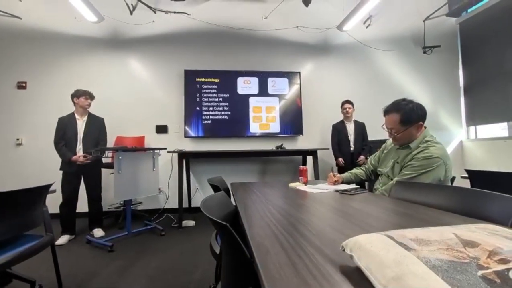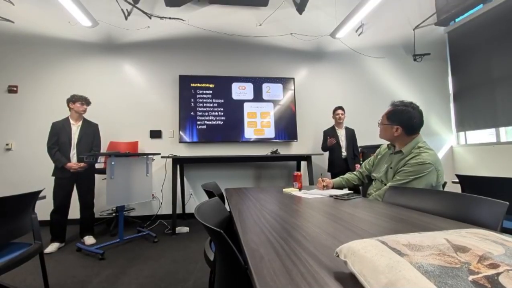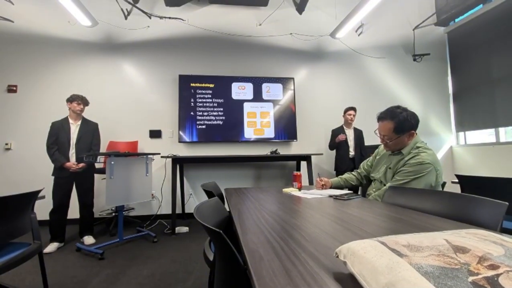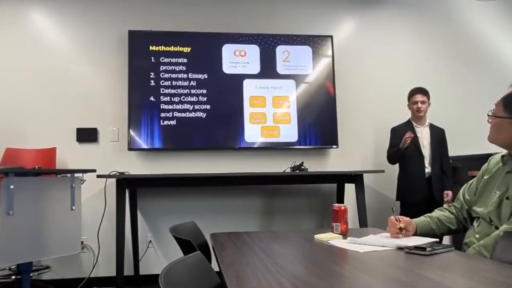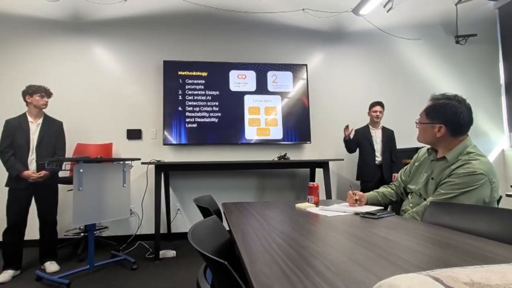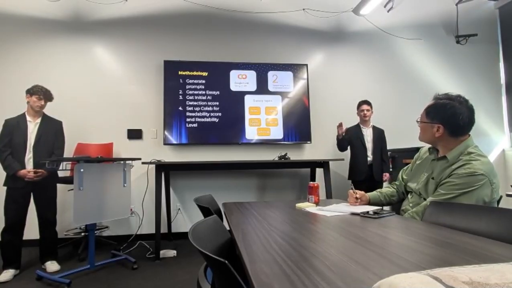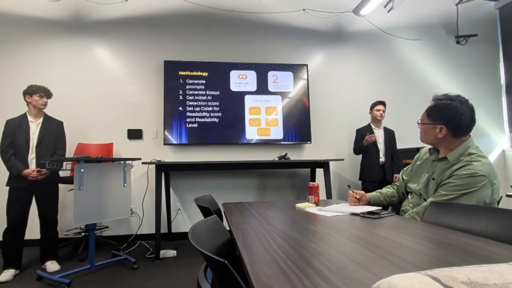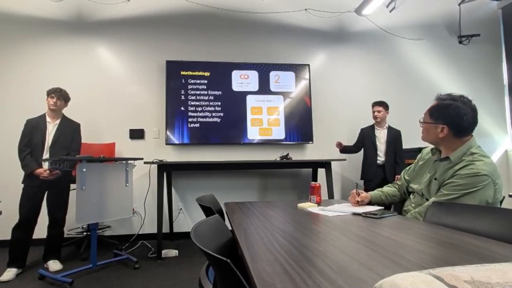So our methodology, we started off by generating prompts and essays for 5 different academic categories. We got an initial AI detection score by setting up a Google Colab. The initial AI detection score, we used GPTZero, which is used to basically test what's the probability that AI was used to create this piece of writing. And after that, we set up a Google Colab, some code to find the readability score and the readability level of each essay.